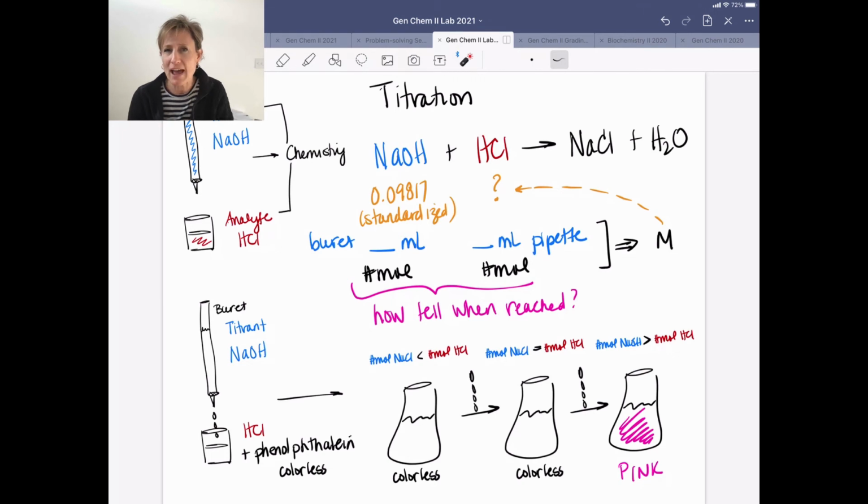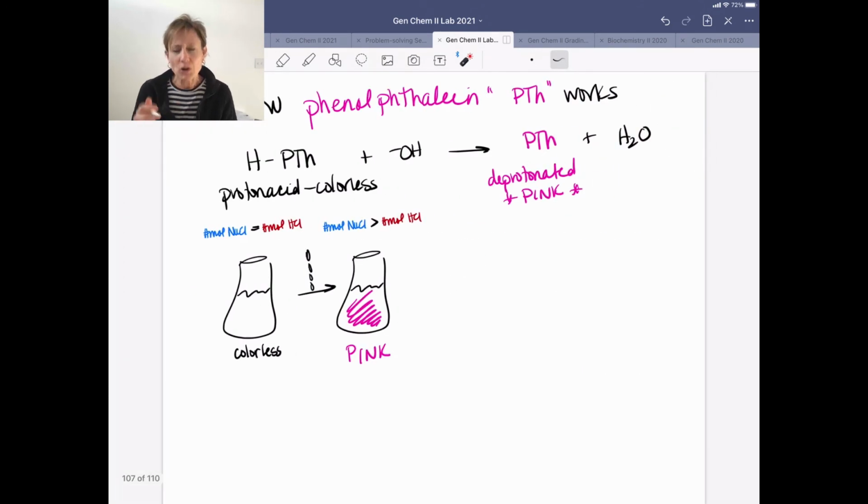So I'm going to show you a couple of actual pictures here for what you're going to see. I like to give titration awards for whoever has the lightest shade of pink color, right? So we're going to be monitoring this. So let me give you a little bit of chemistry with how phenolphthalein works.